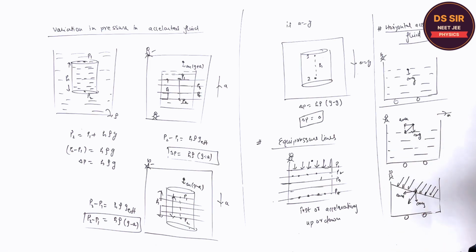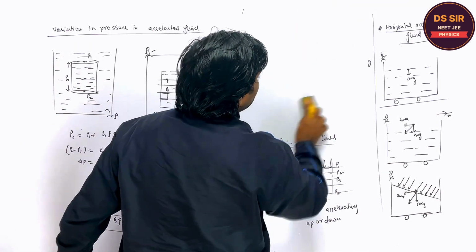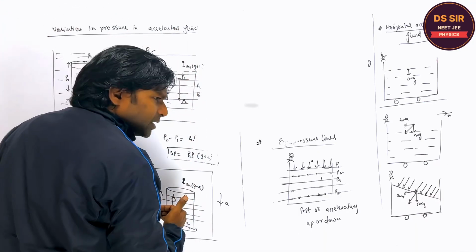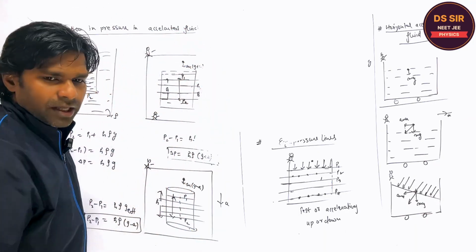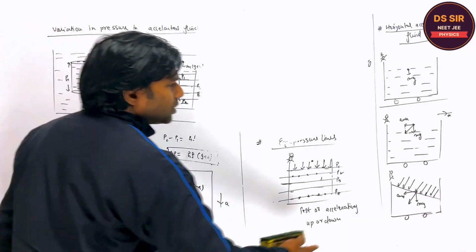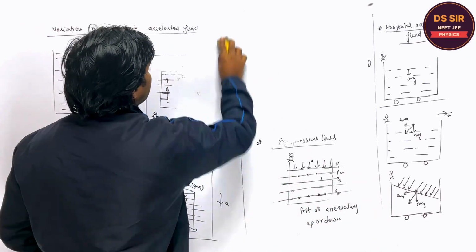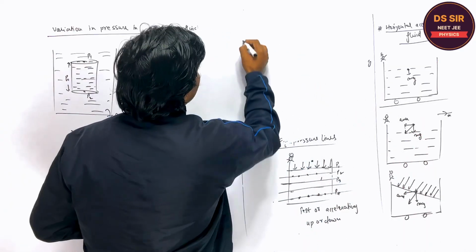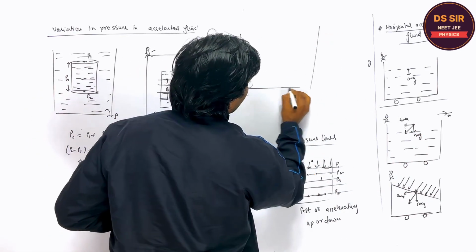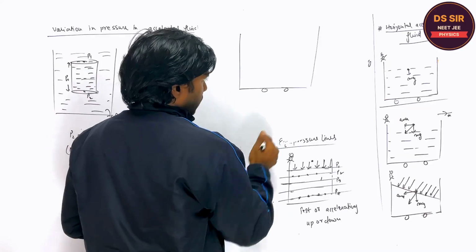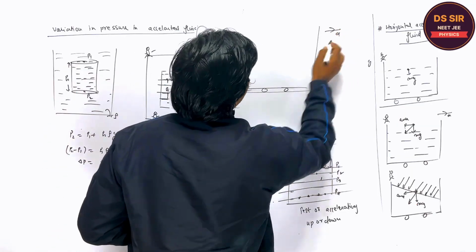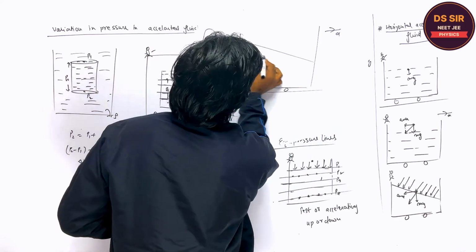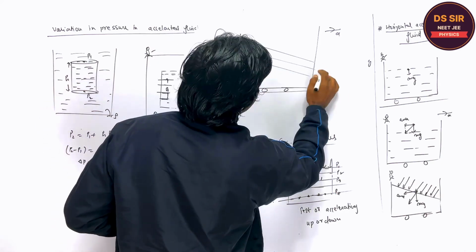I will explain. First, copy this. So, as I told you, the net force is acting in this direction, so the pressure is acting in this direction only. But if you consider this case, the net force is acting in this direction. So in the horizontally accelerated liquid, the equipressure lines will be like this. These are the equipressure lines.